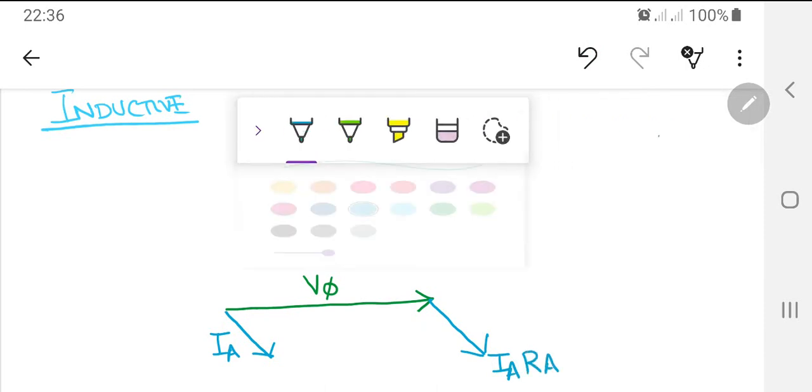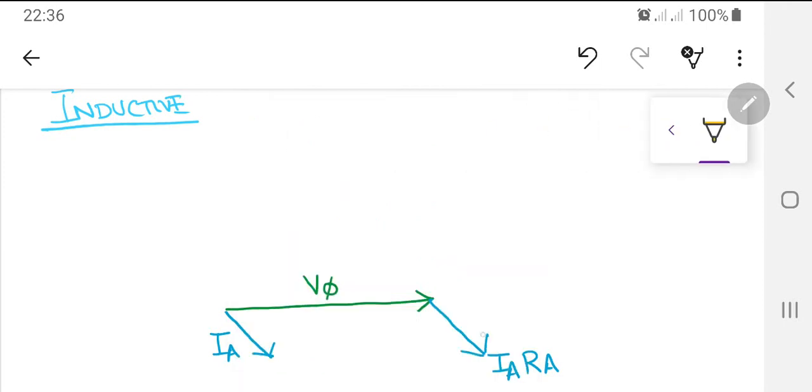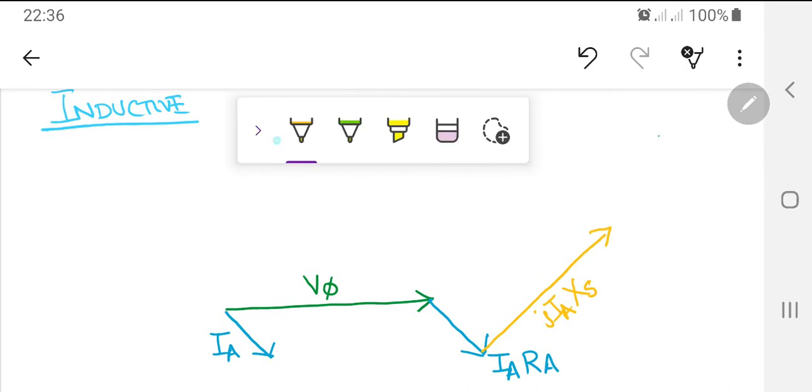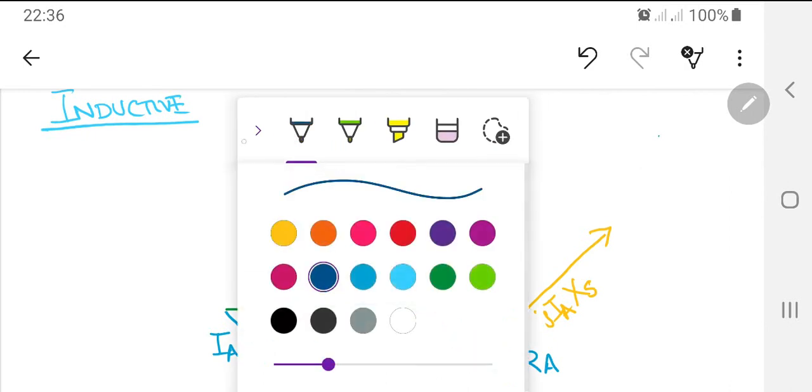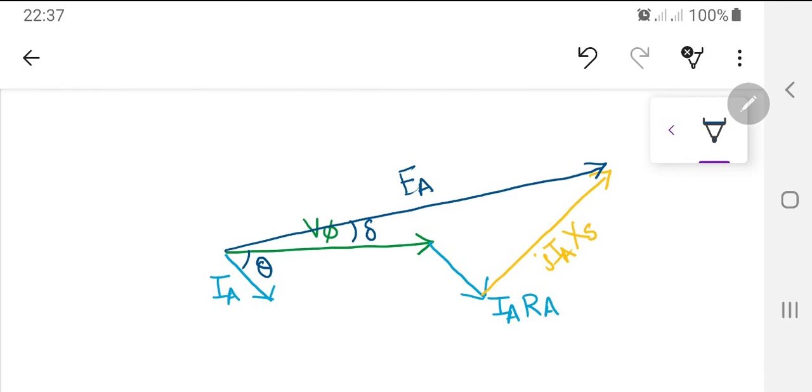And if I use the other color, let's use this orange one, this is my 90 degree jIA axis, and then the last vector, which is EA, let me use another color, and it is something like this. So this is my EA, and certainly the angle here is delta, this is angle theta. So this is the phasor diagram. We have done this already.